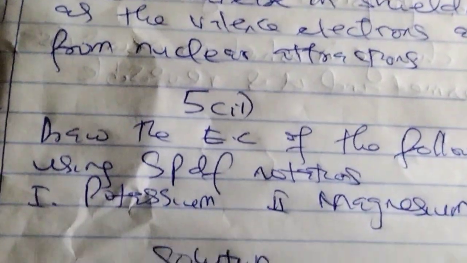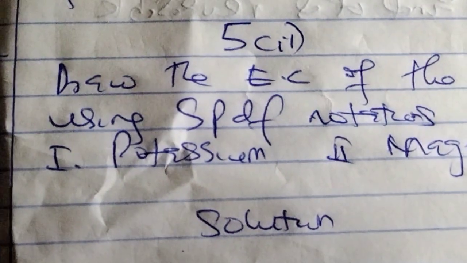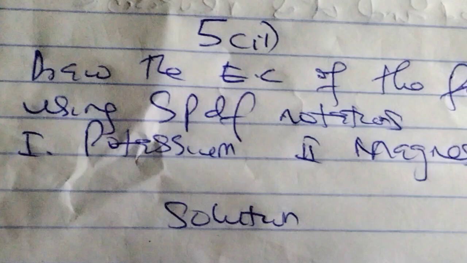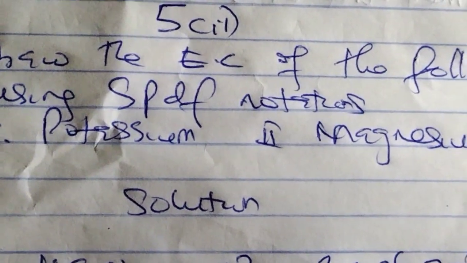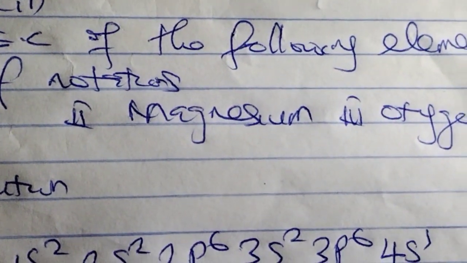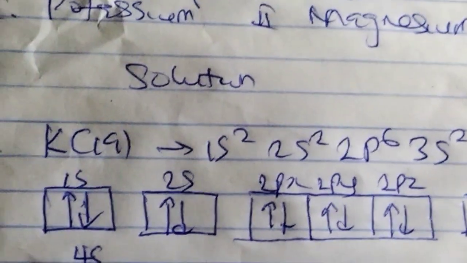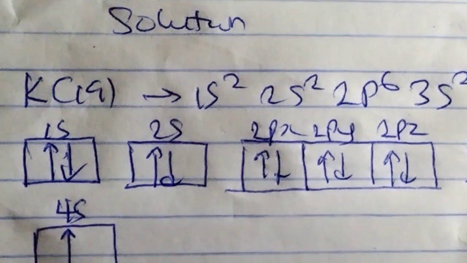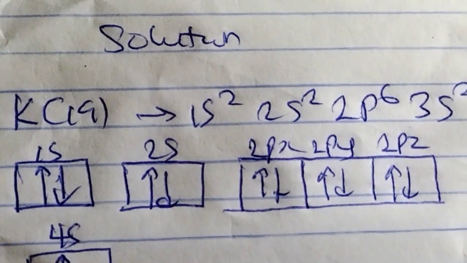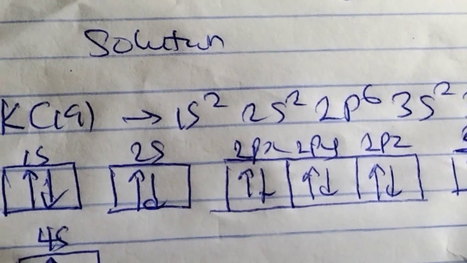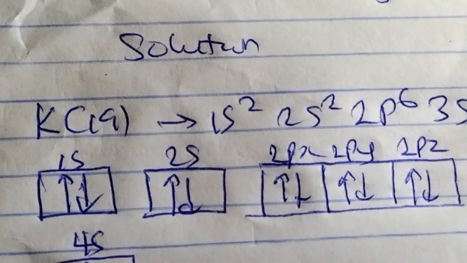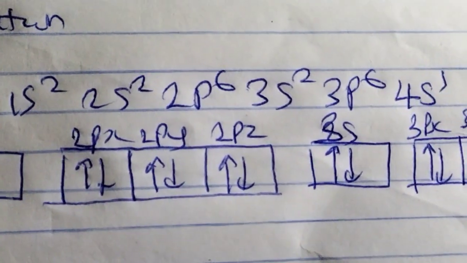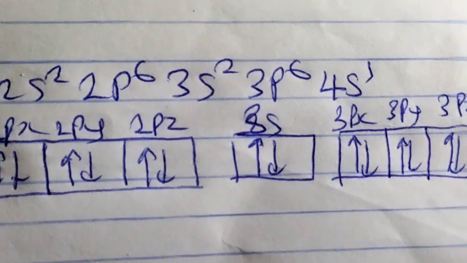Okay, next question. 5CII says, draw the electronic configuration of the following elements using the SPDF notation: I, potassium, II, magnesium, III, oxygen. So you're going to first of all write their EC. Potassium 19. The numbers given in brackets are wrong in the question. The numbers they give are the mass numbers. That is an error. Use the atomic number to write the EC. Potassium is 19: 1s2, 2s2, 2p6, 3s2, 3p6, and then 4s1.